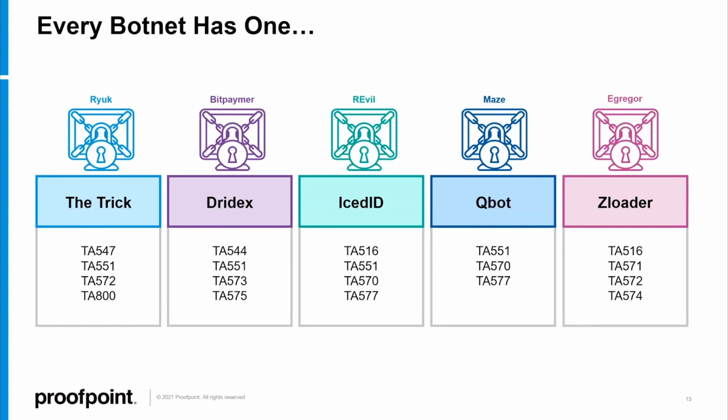So under each of these botnets, we also see some TA numbers. Those are different threat actors that are distributing that botnet on behalf of the botnet's operators, their central controller.